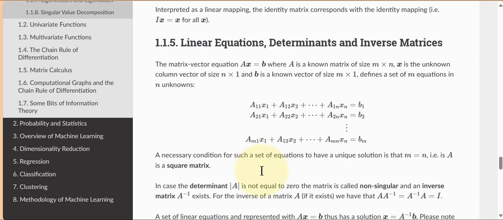Okay. Now the next thing here I think is not true actually. I haven't thought about it completely, but it looks like it's wrong to me. A necessary condition for such a set of equations to have a unique solution is that m equals n. So he says that m has to equal n, that is the number of terms here and the number of equations have to be the same, but I don't think that's right. I'm not going to think about that too hard, but I'm pretty sure that's wrong. Anyway, let's just read what it says: a necessary condition for a set of equations to have a unique solution is that m equals n, i.e. it's a square matrix. So he's saying it has to be a square matrix. I don't think that's true. But anyway, let's just go on from there.